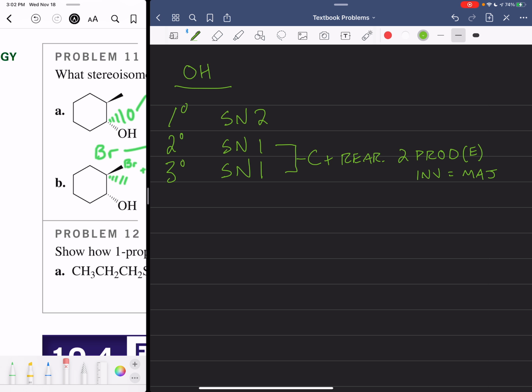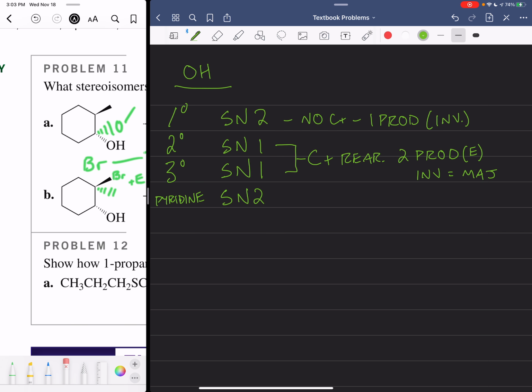Okay. Well, what about an SN2? Well, there is no carbocation here. And it's one product, and it's inverted, okay? Also with SN2 is going to be anytime we see a pyridine, okay? So now that we know that, let's look at our first one here.